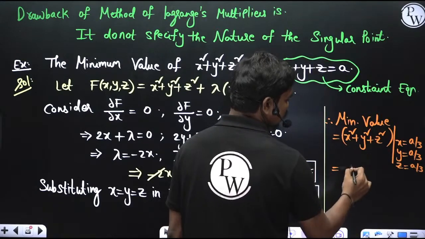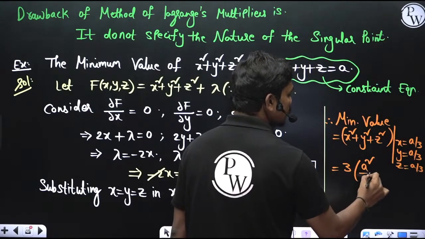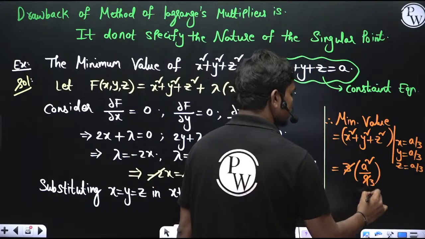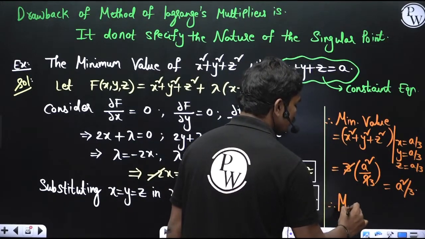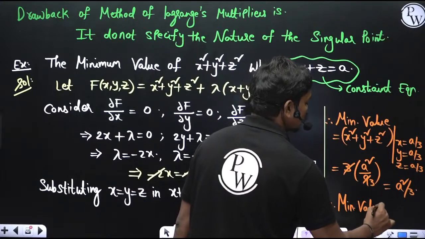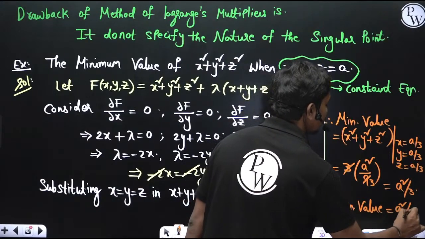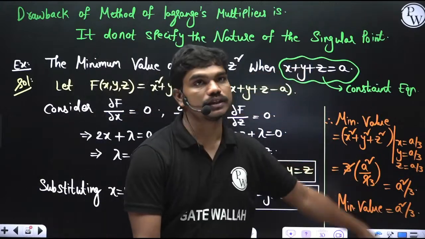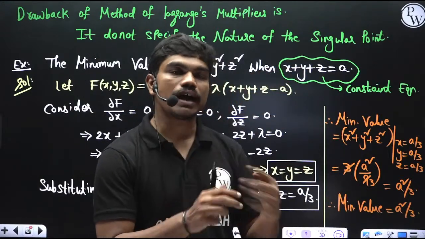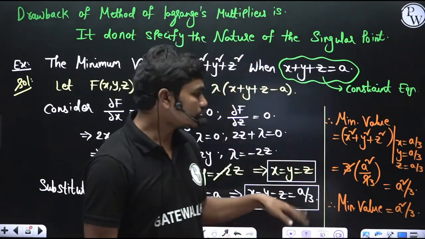So if you put these three values, you'll get 3 times a square by 9, of course. So the value is a square by 3. Therefore, the minimum value in this case is going to be a square by 3. And if your value of a is equal to 1, this value is 1 by 3. That's it.